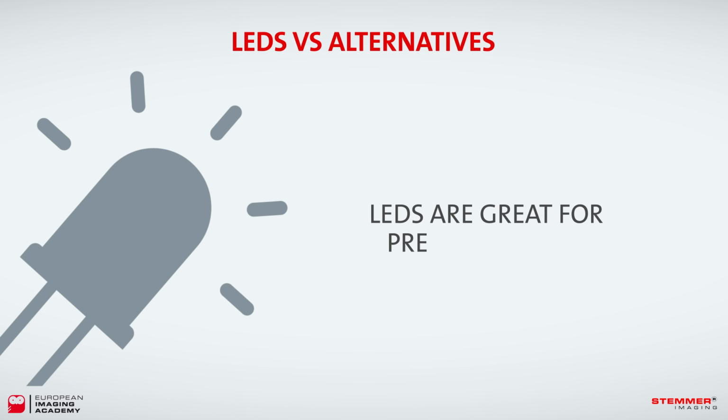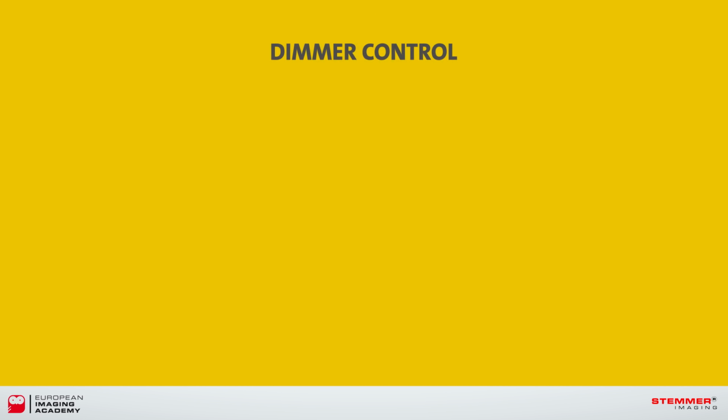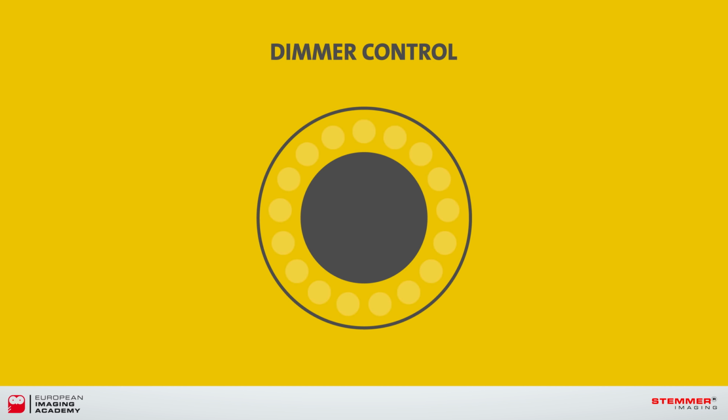LEDs are great for precise control. Not only can you pick a very narrow specific wavelength of light, very quick on-off and brightness control is also achievable. Unlike the alternatives, LEDs don't take very long to reach their full brightness, enabling a much finer control of the lighting.